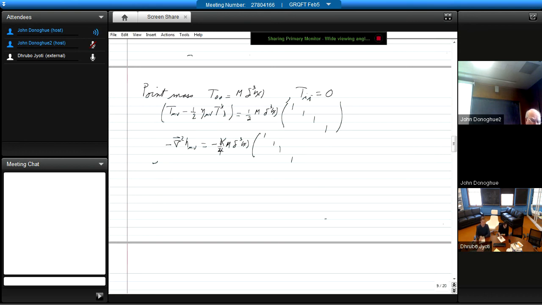Okay. I'm going to then let kappa h mu nu equal, well, you can see h mu nu has to be the same thing on all the diagonals. So I'm going to call it 2 phi g, 2 phi g, 2 phi g, 2 phi g along the diagonals, zeros on the off diagonal.